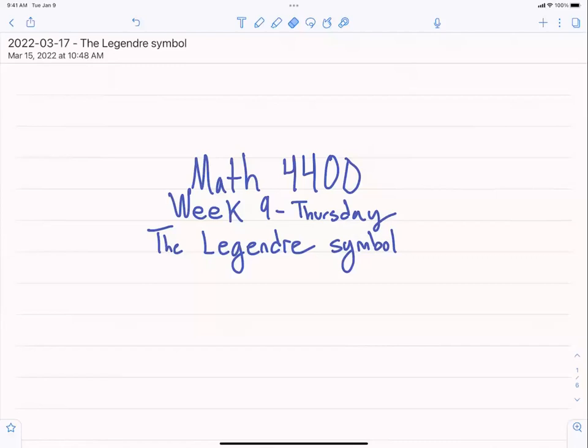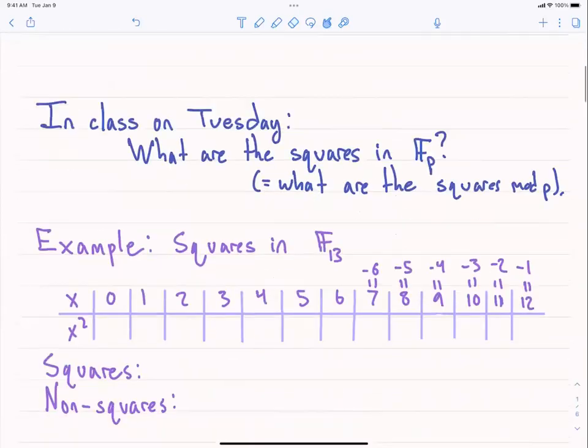Today we're going to talk about the Legendre symbol, which is a way for computing when a number is a square modulo p. This is going to build on a lot of the things we did in class on Tuesday. On Tuesday we did exercises 1 and 2 on the worksheet. If you haven't looked at those yet, or if you weren't in class, I encourage you to look at those for a little bit before starting this lecture. Okay, so let's get going.